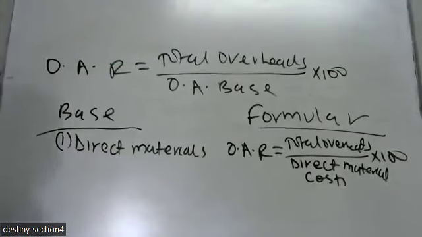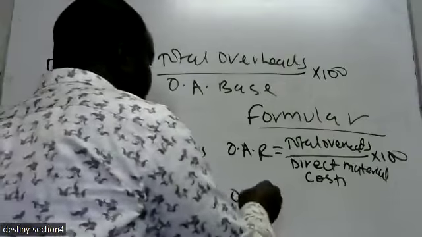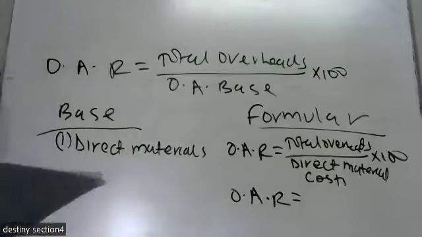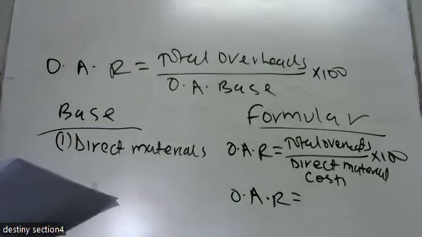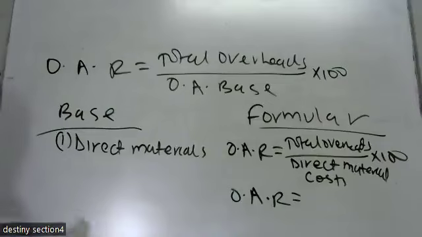That's now direct materials. Then number two, we can have direct labor costs. The formula for that: overhead absorption rate will be equal to total overhead costs divided by direct labor costs, then you express it as a percentage. You also multiply by 100.